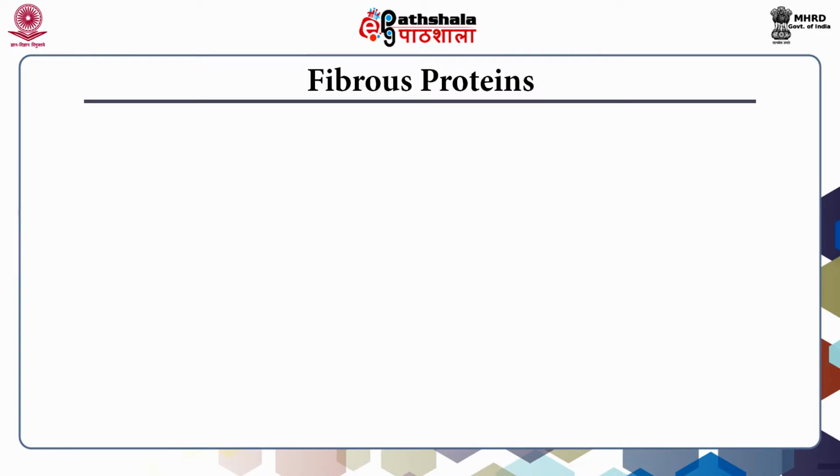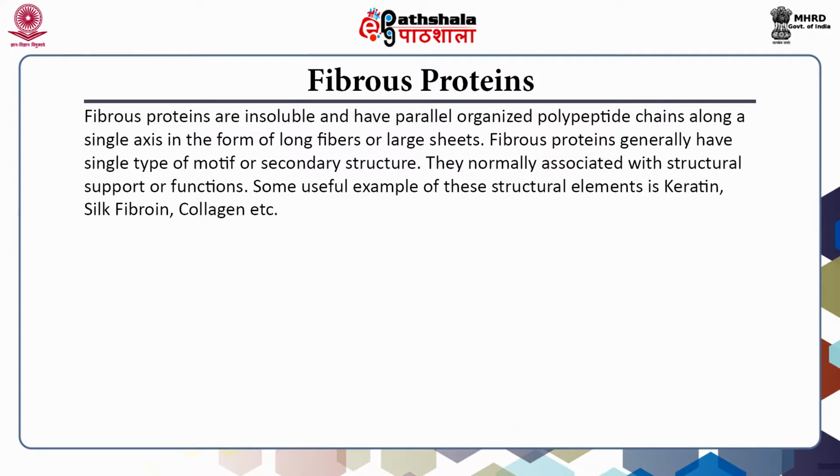Fibrous proteins. Fibrous proteins are insoluble and have parallel organized polypeptide chains along a single axis in the form of long fibers or large sheets. Fibrous proteins generally have a single type of motif or secondary structure. They normally associate with structural support functions. Some useful examples of these structural elements are keratin, silk fibroin, collagen, etc.